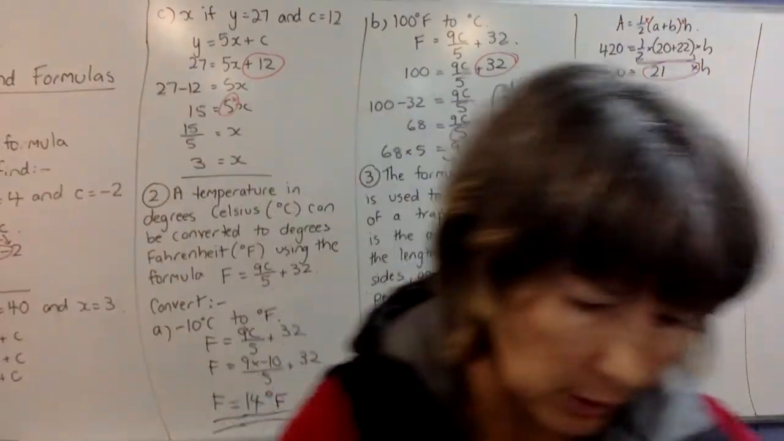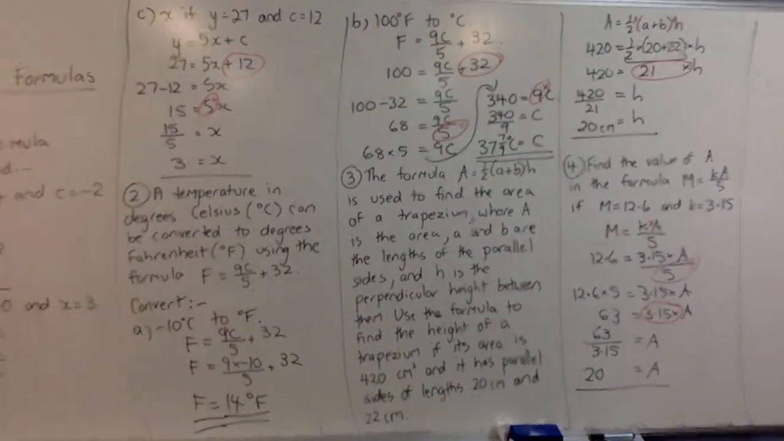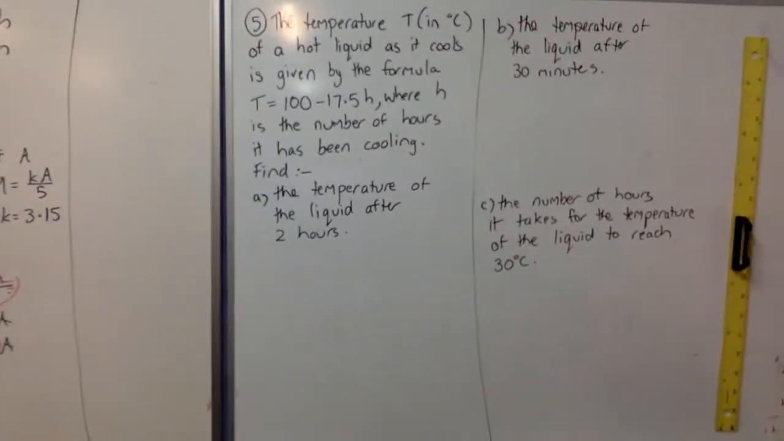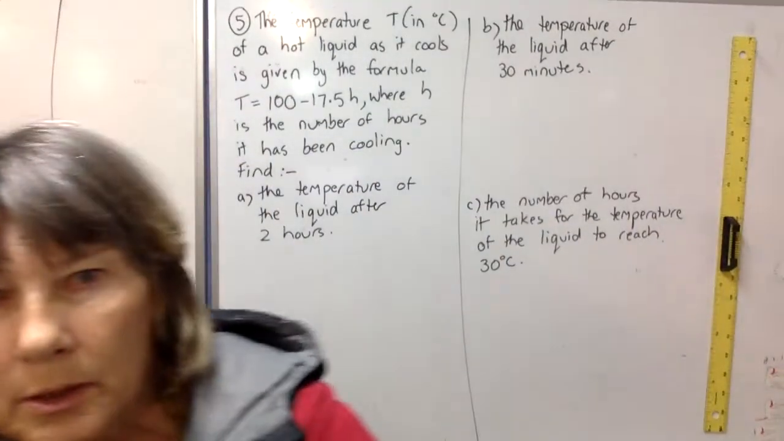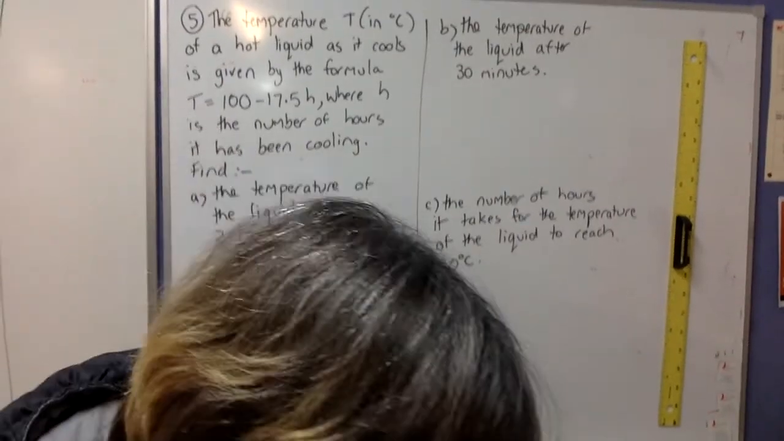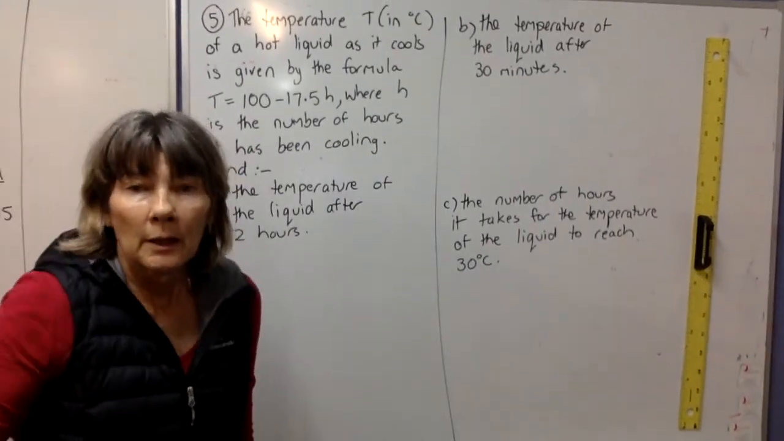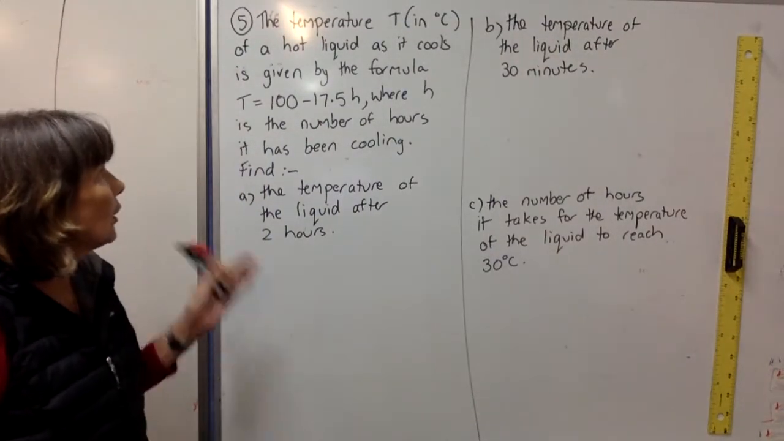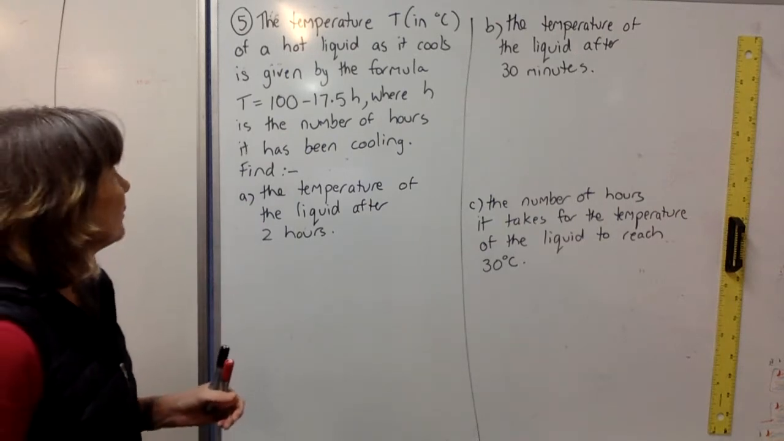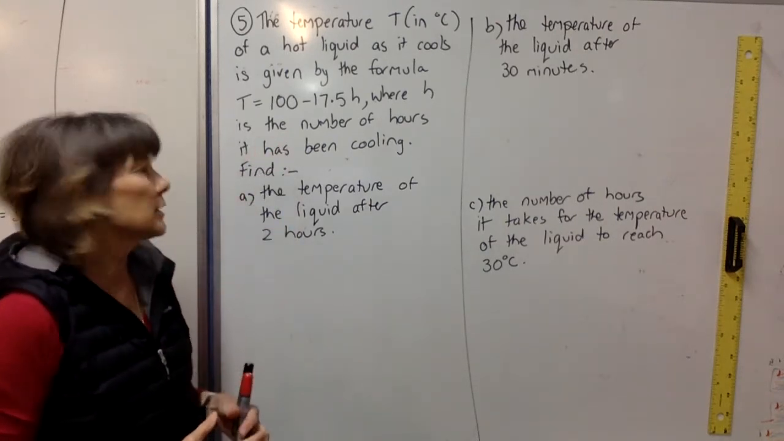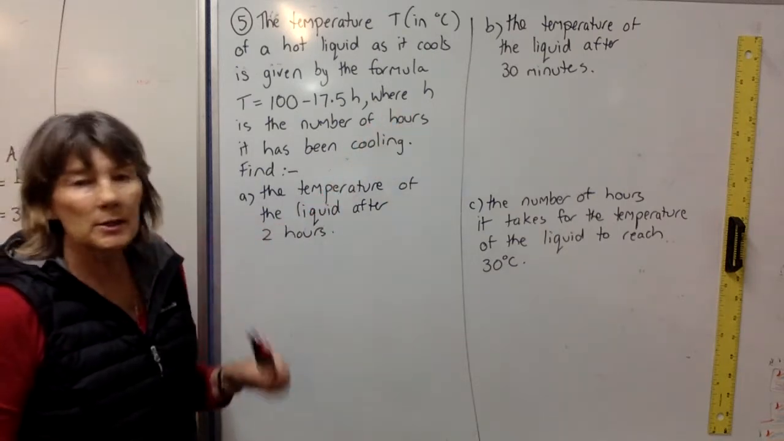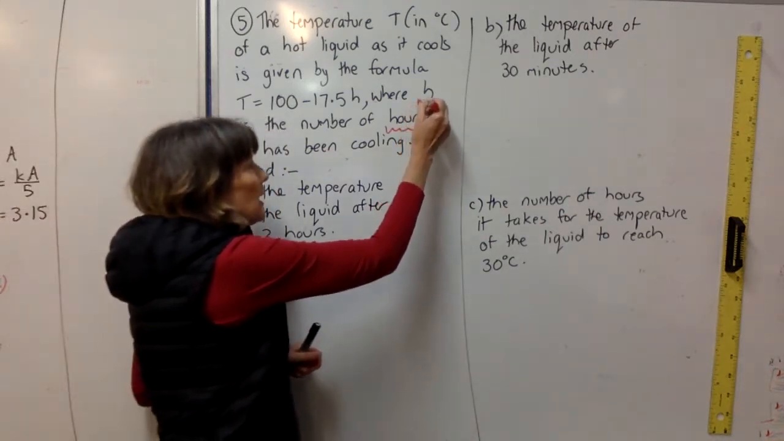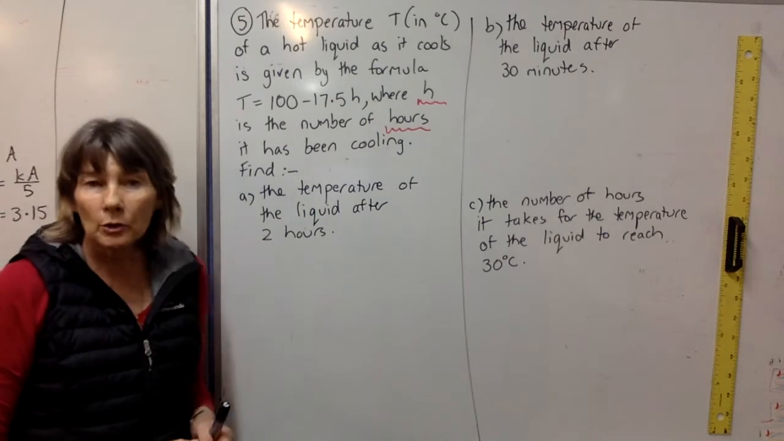Alright, now we're going to do one more word problem over here. So I'll just drag it across and we'll have a look at this one. Now, this is where we start getting applications to other things. So this one is talking about the temperature of a hot liquid. It says the temperature T in degrees Celsius of a hot liquid as it cools is given by the formula T equals 100 minus 17.5 H, where H is the number of hours. That's going to be important in a minute. Okay, so H is in hours that it has been cooling.